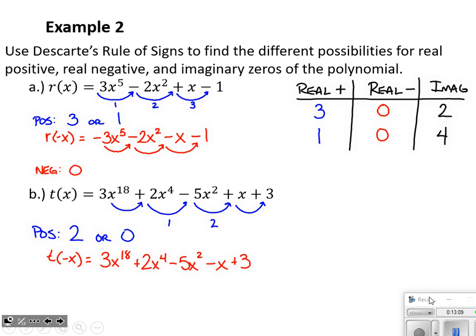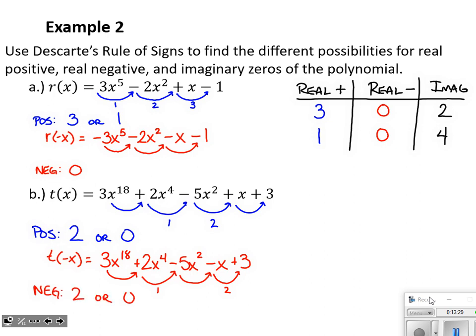Let's count the sign changes. No change there. There we have 1 change. No change there. And there we have a second change. So for negative, we could have 2 or 0.